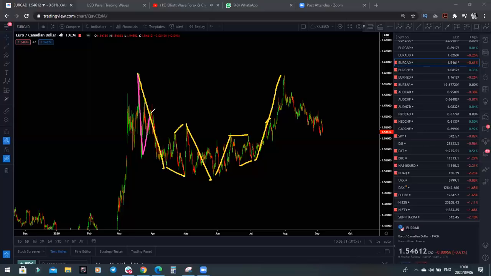We're seeing that this is a 3-wave move to the downside. This is another 3-wave move to the upside. This is another 3-wave move to the downside. What about this here?